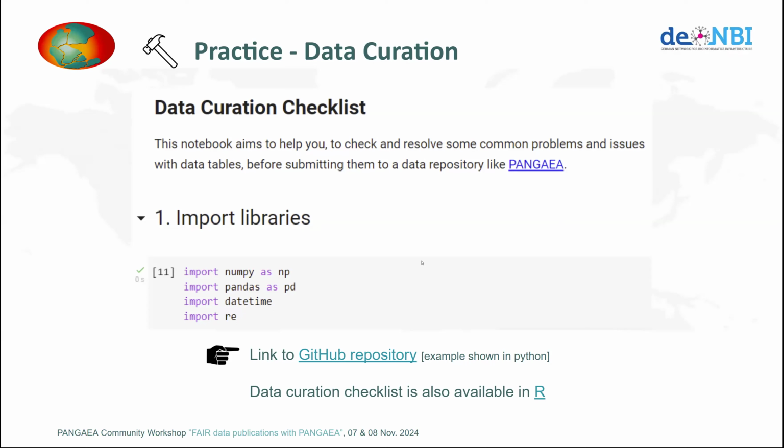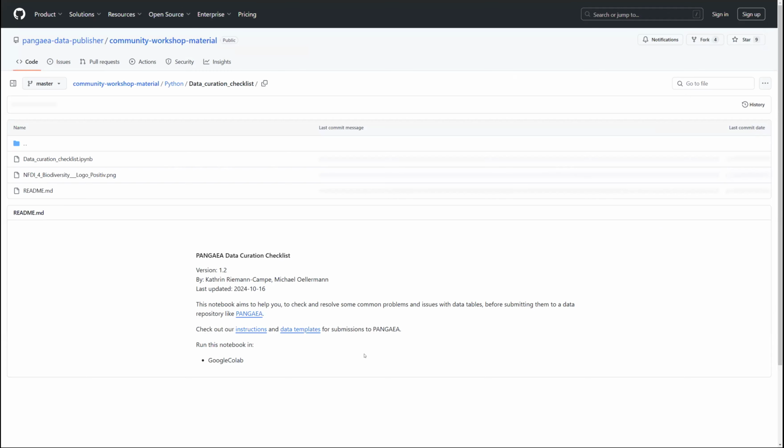I'm going to present a Python Jupyter Notebook, but you can also do it in R. Dana was so nice to translate everything into R. If you want to do it in R, click this link. We are now doing it in Python, but everything is in the GitHub repository. If you click on that link, you get directly directed to the data curation checklist.